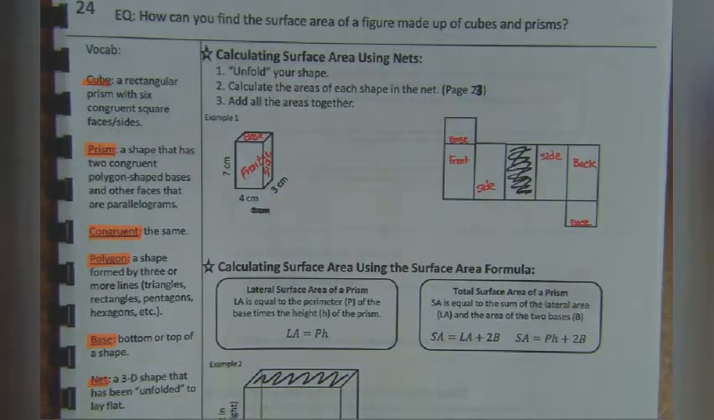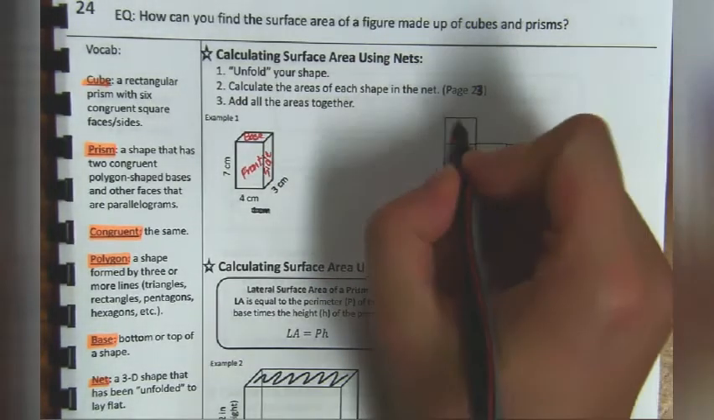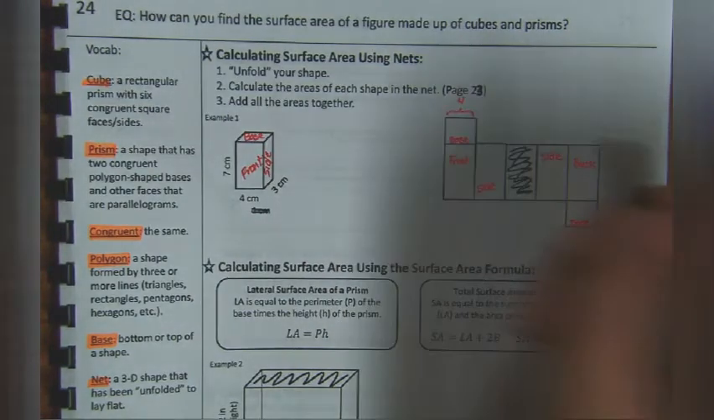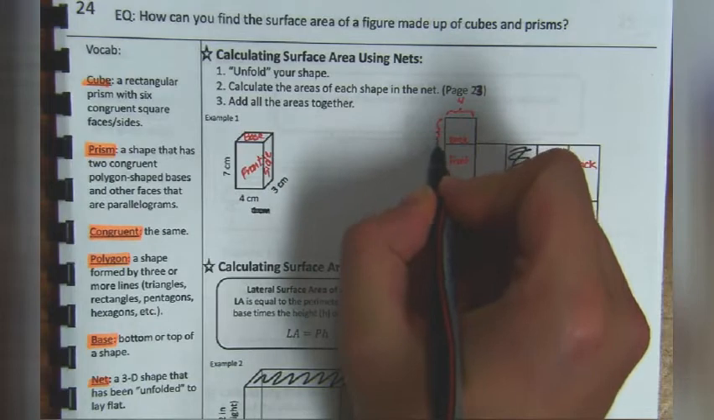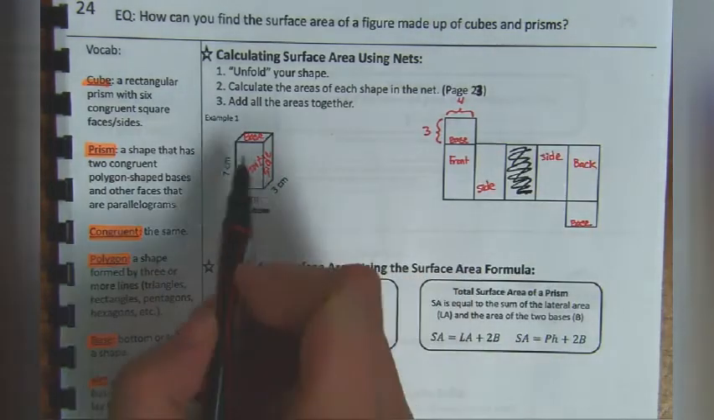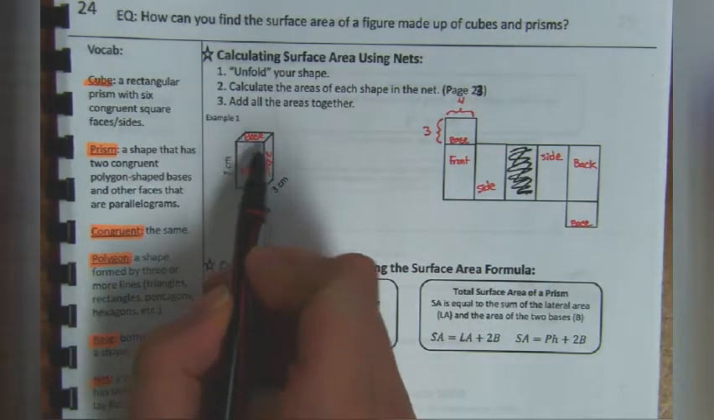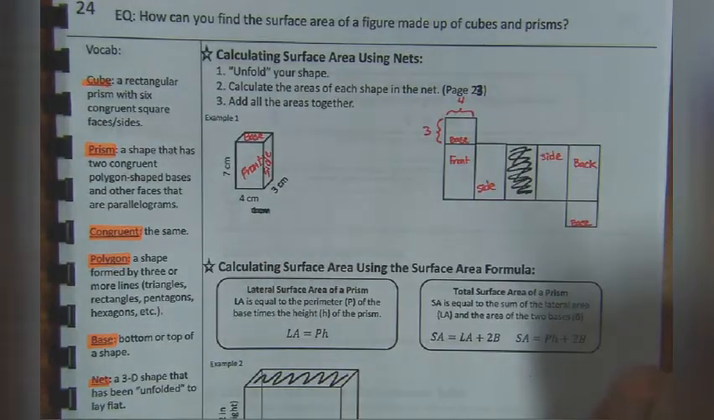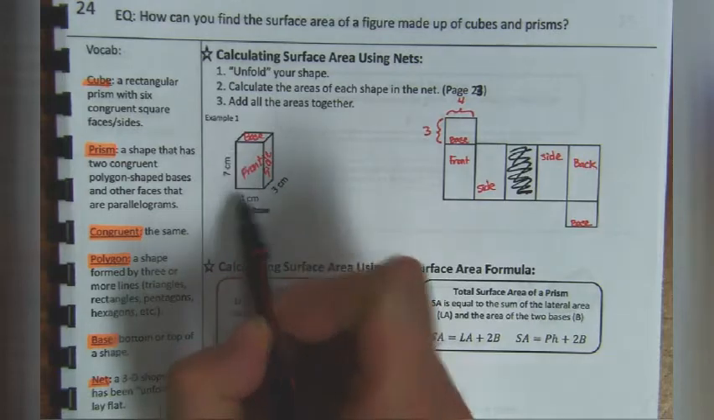Okay, now that I have all of those shapes labeled, I'm going to go ahead and put their measurements on there. So here we've got 4 centimeters by 3 centimeters. So I took those measurements, so base, 4 across, 3 deep, so 4 by 3. Our front is going to be 7 by 4.